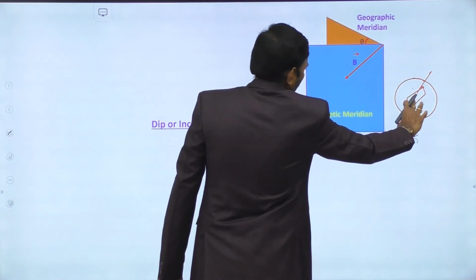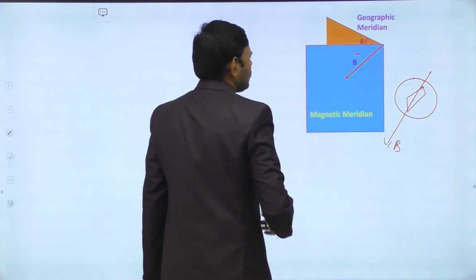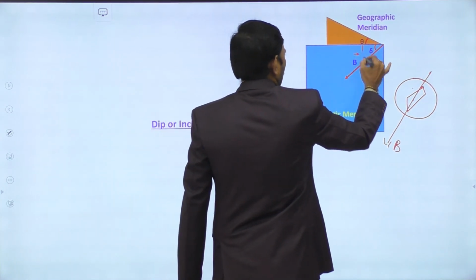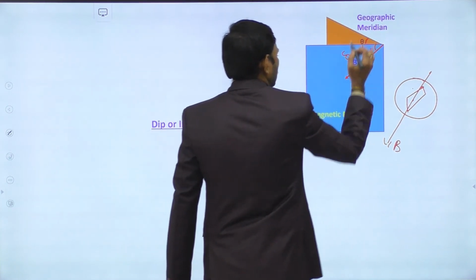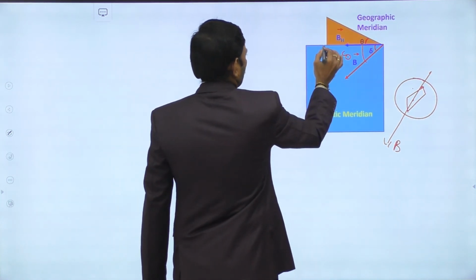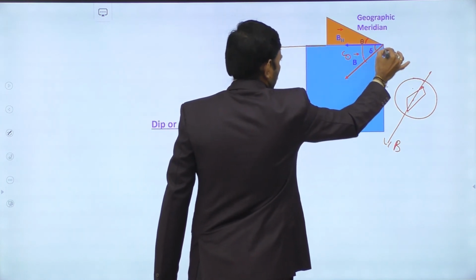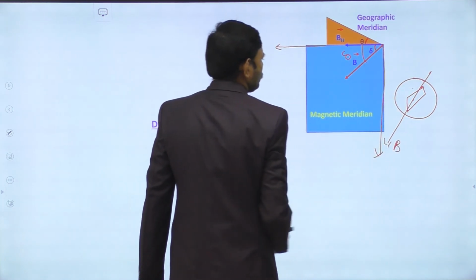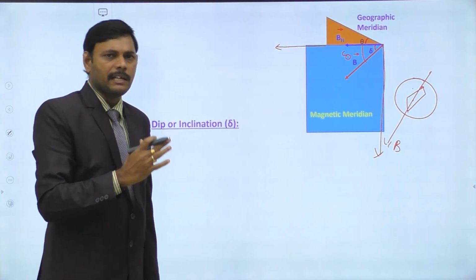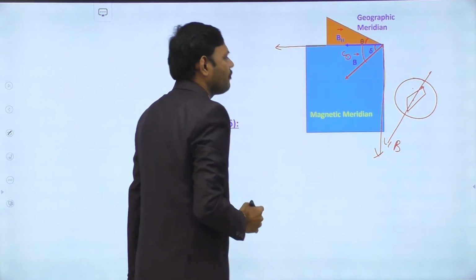So parallel to this I have drawn a vector. This is the actual magnetic field of earth. This actual magnetic field of earth is making some angle delta with horizontal. This is the horizontal line and this is the vertical line. So the actual magnetic field of earth makes an angle delta with the horizontal of earth.